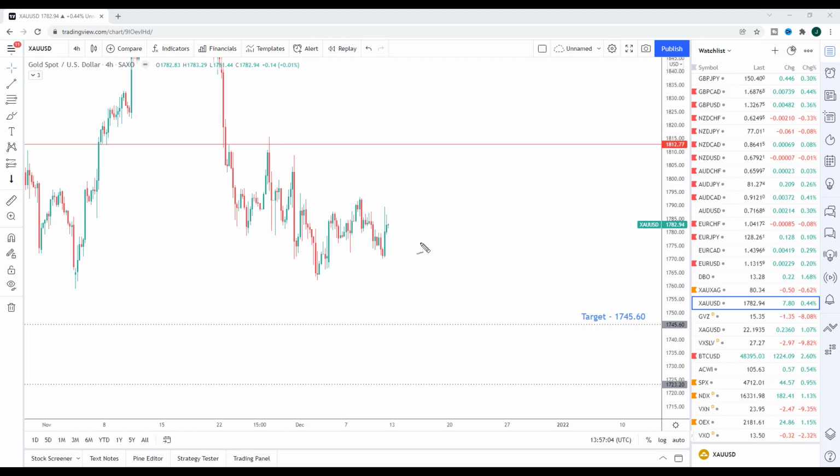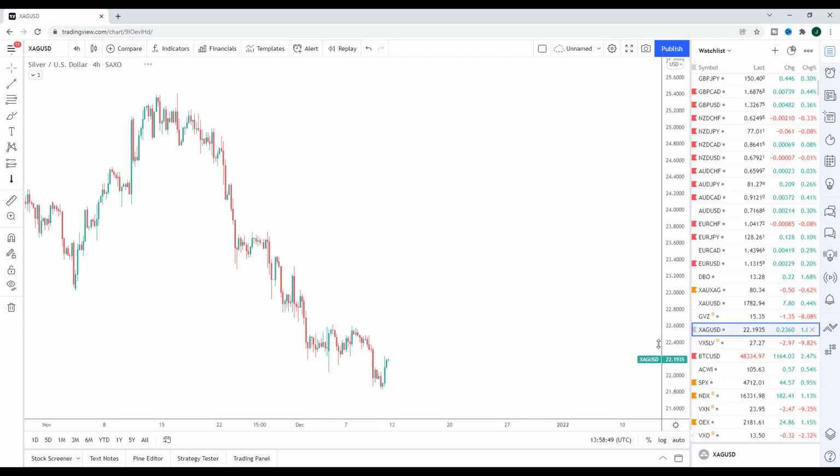So going into next week, I would treat this simply as an FOMC interest rate decision, just like the other currencies. Any pullback in this market, since it's structured to the downside, would be an opportunity to go short down to the 1745.60. And if you want to be conservative and take less risk, you can wait for FOMC, and if it breaks lower and you start to get a reversal, you can look for the pullback and then look for the follow through afterwards down towards the target.